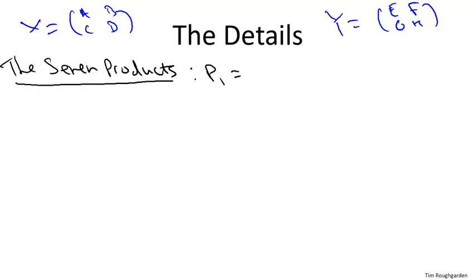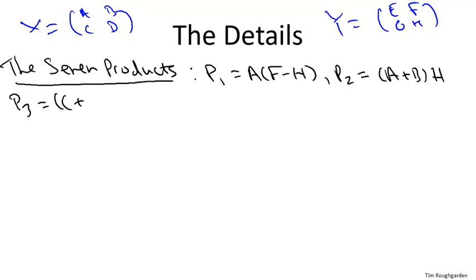So here are the 7 products, P1 through P7. P1 is A times quantity F minus H. P2 is quantity A plus B times H. P3 is C plus D times E.